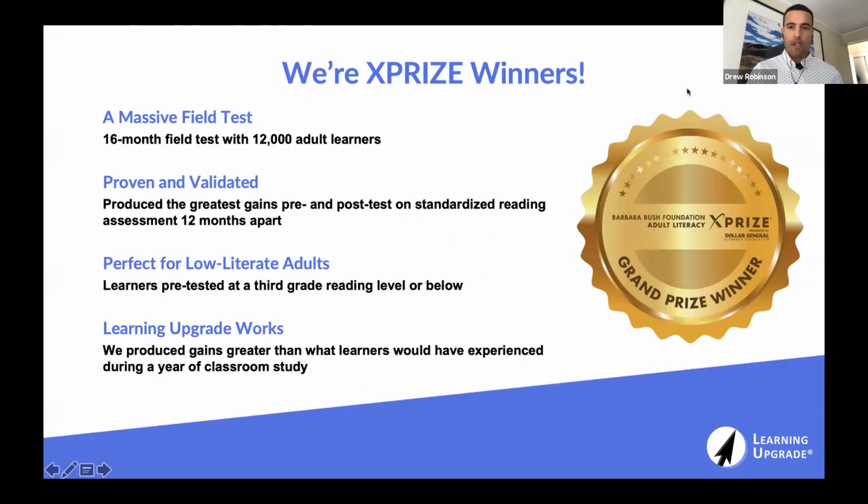So what does that mean to be a grand prize winner? There was a 16-month field test with 12,000 adult learners. And what it really showed is that the Learning Upgrade app is proven and validated. They used the CASAS test 12 months apart for the pre and post, and this was all with the low literate adults that are at a 3rd grade reading level or below. And most importantly, the gains that the learners showed were greater than what they would have achieved in a year of classroom study alone, and that was shown by looking at the control of learners in a classroom setting that didn't have Learning Upgrade versus those that did.